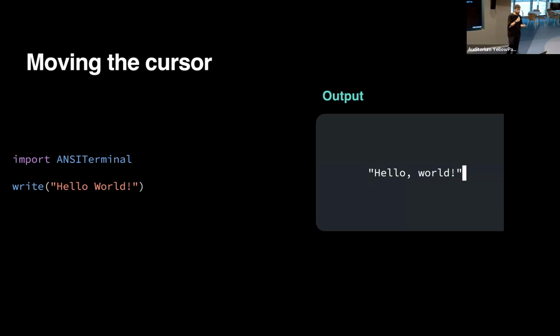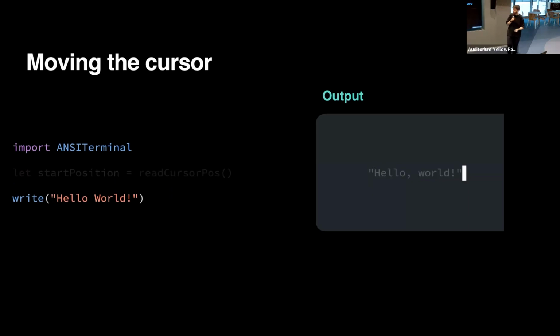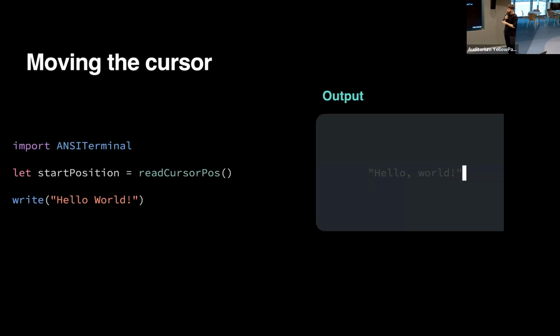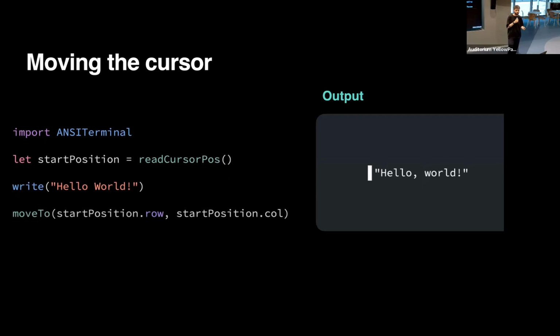But what you can do is find out what the cursor position was before you wrote, and that will give you the position in the text from before it printed. And then you can use another ANSITerminal command called moveTo, and you can move it to the beginning of the text. So yeah, you might be thinking now, why on earth would I do that? But it could make for very, very cool things.